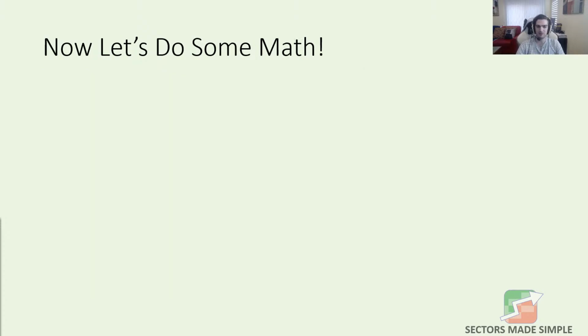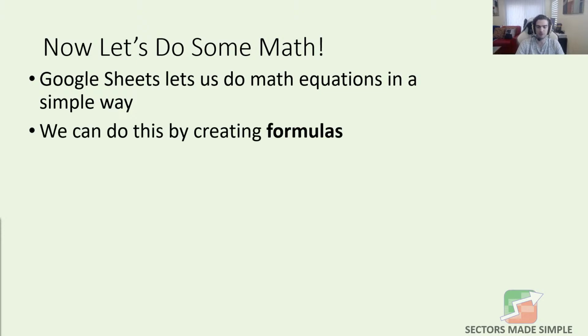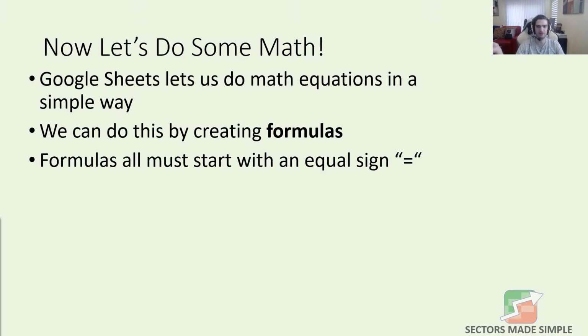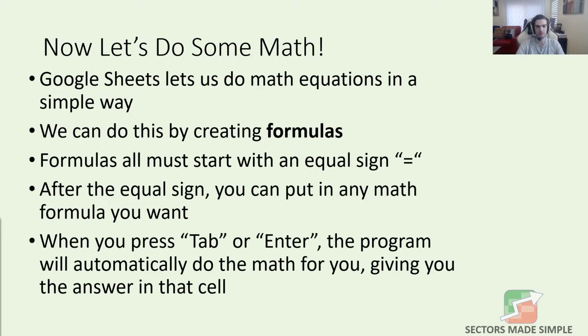Now, let's again review some of the basic math that we learned last time, because Google Sheets and Excel allow us to do math equations in a very, very simple way, where we can use what are called formulas. As all formulas must have, these will start with an equal sign, and then after that equal sign, we can put in whatever math equation we want. And again, when you press Tab or Enter to save it, the program will automatically do all the hard work for you, giving you the answer in that cell.